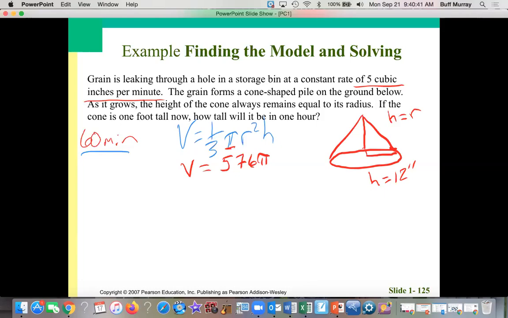What's going to happen? It's going to get what? Bigger. How much bigger? What volume is going to be added to that in 60 minutes? Right there, right in front of you. What's the volume going to be in an hour? Or how much is it going to change in an hour?